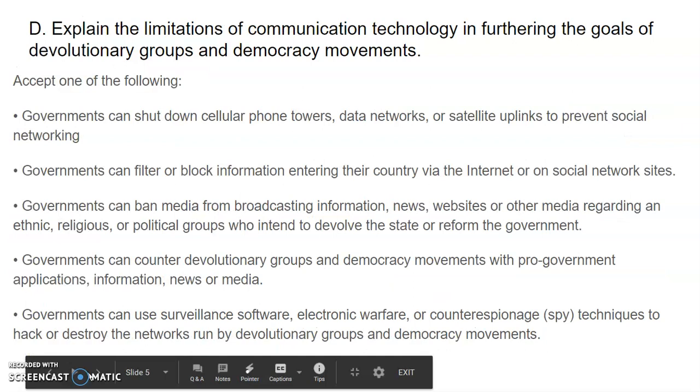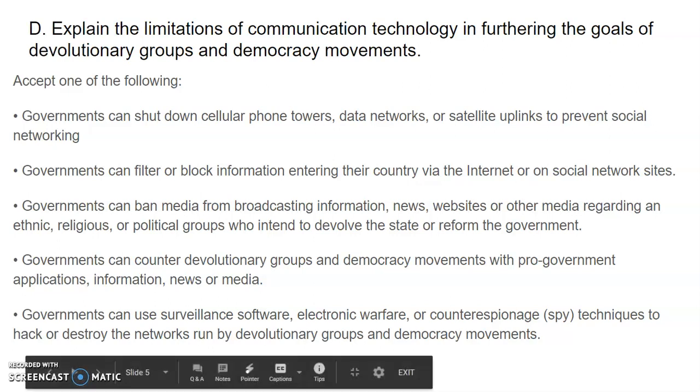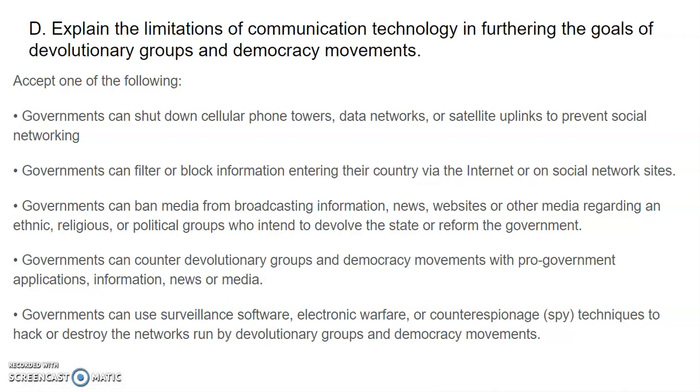Next, D, explain the limitation of communication technology in furthering the goals of devolutionary groups and democracy movements. So last question, we talked about how they can further them. How can these have limitations? So governments can shut down all cell phone towers, data networks, or satellite uplinks to prevent any social networking. Governments can filter or block information entering their country via the internet or on social network sites. Governments can ban media from broadcasting information, news, sites, or other media regarding ethnic, religious, or political groups who intend to devolve against the state or reform the government, basically isolating those groups.